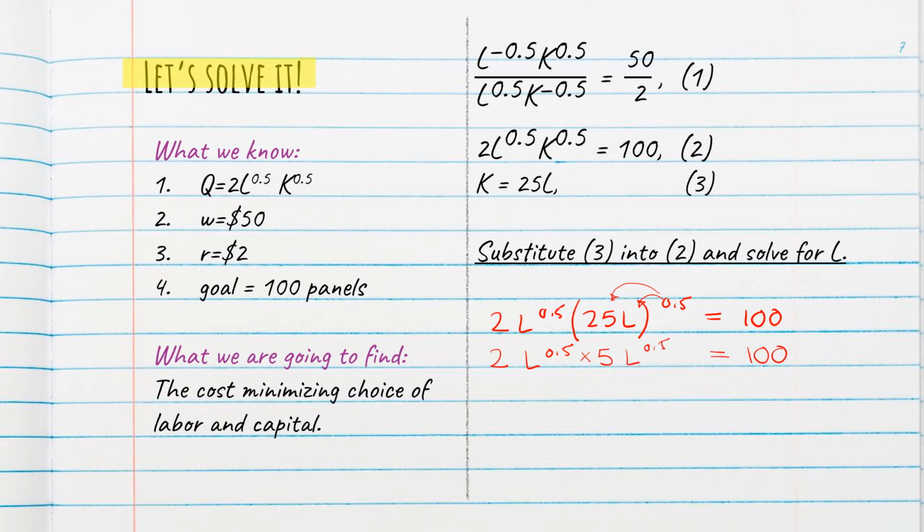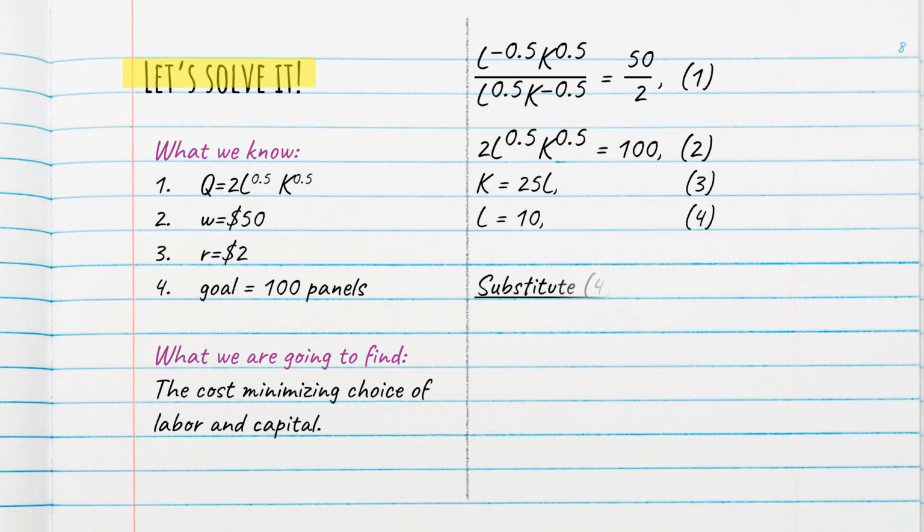So be careful about that step there. Don't just leave that 25. 25 should turn into a 5. Now we can combine. 2 times 5 is 10. L to the 0.5 times L to the 0.5 is L, and that equals 100. Dividing both sides by 10, I get that L is equal to 10. So this is my cost minimizing choice of labor, and I'm going to call this equation 4.